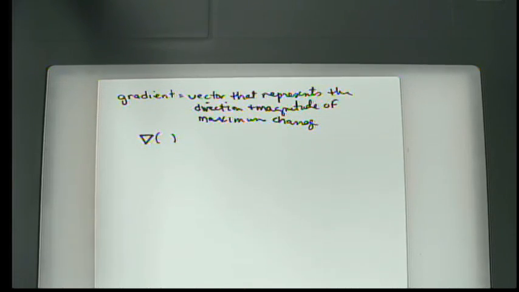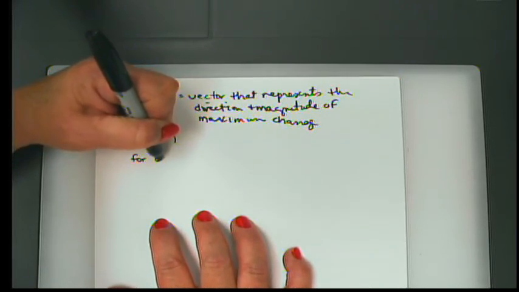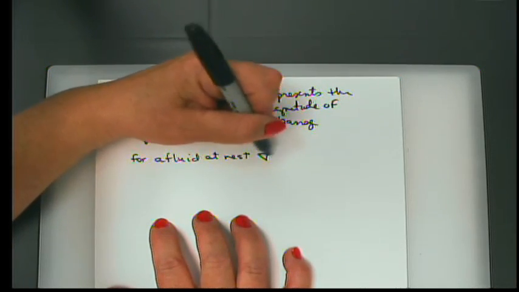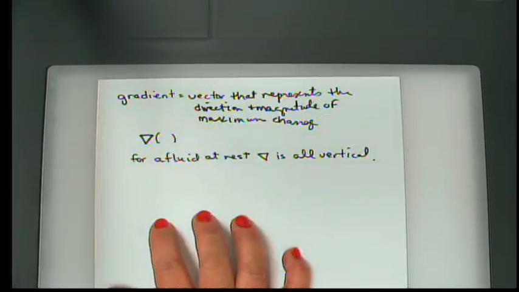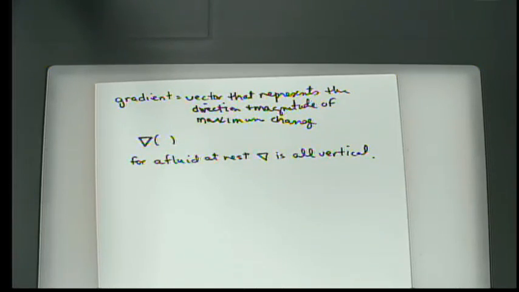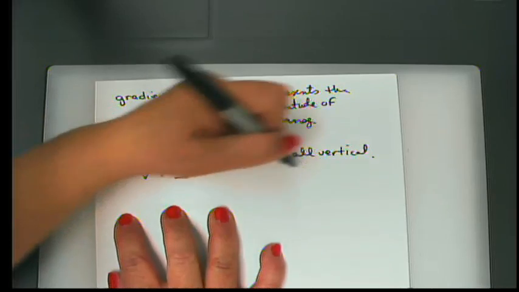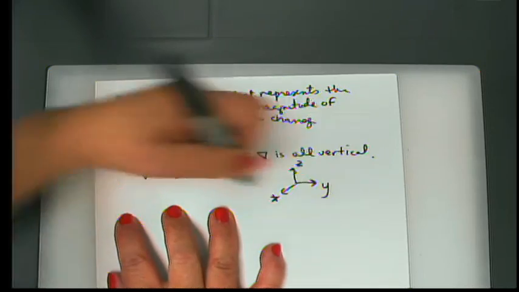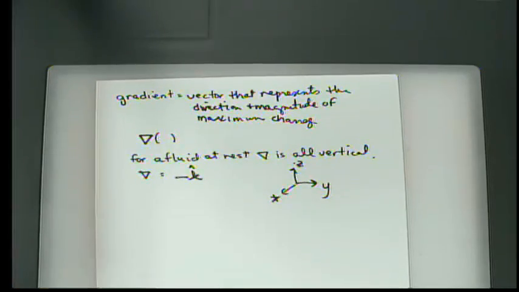Well, the important thing to notice here on our drawing is for a hydrostatic gradient, or for a fluid at rest, del is all vertical because it has to do with the weight of the fluid column, whether it's a liquid or a gas. So in this case, del is going to be something for the coordinate systems I drew before. So this is x, y, and z, something in the z direction, which is the k unit vector.